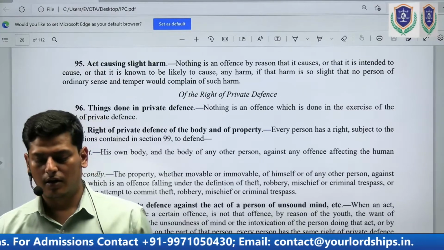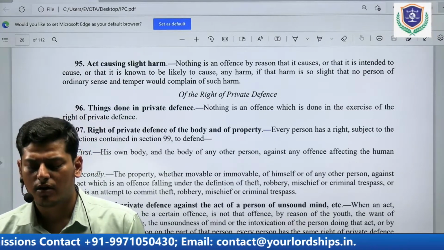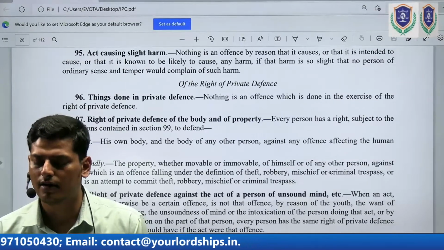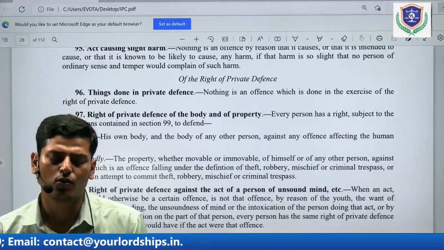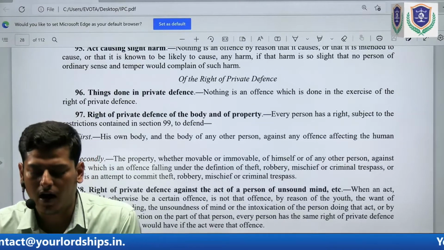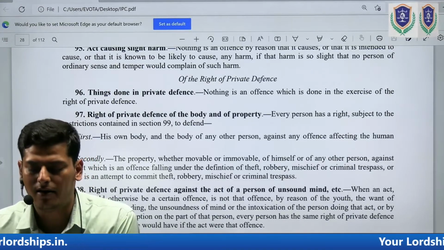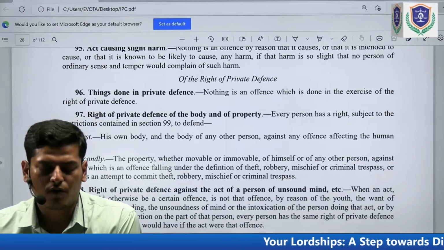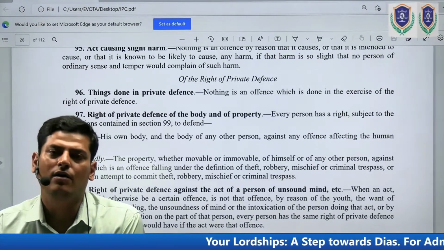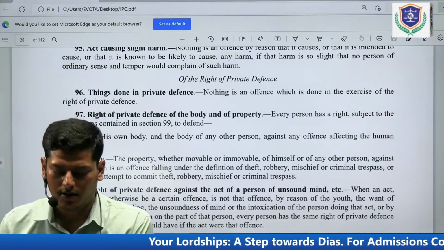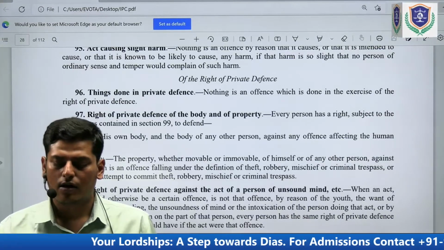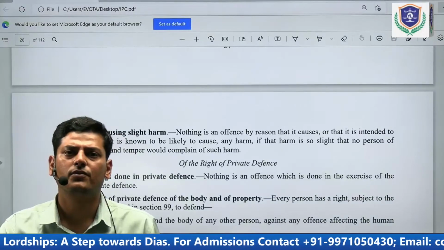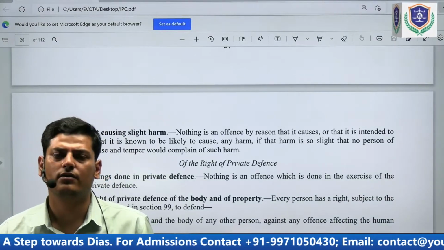Nothing is an offense by reason that it causes or is intended to cause or is known to be likely to cause any harm if that harm is so slight that no person of ordinary sense and temper would complain of such harm. Trivial acts. Okay. So this was about section 76 to 95.